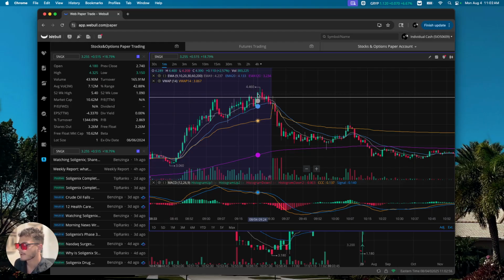Just made $40 on that play. I didn't even need to see this thing go all the way parabolic. I didn't expect it to. It actually did exactly what I was looking for.